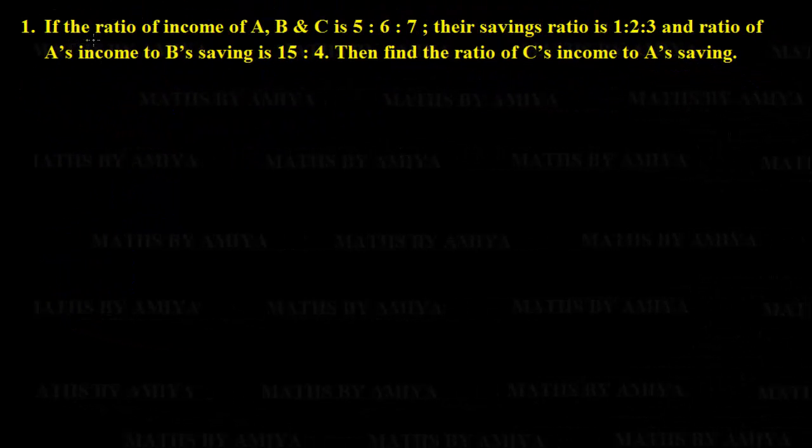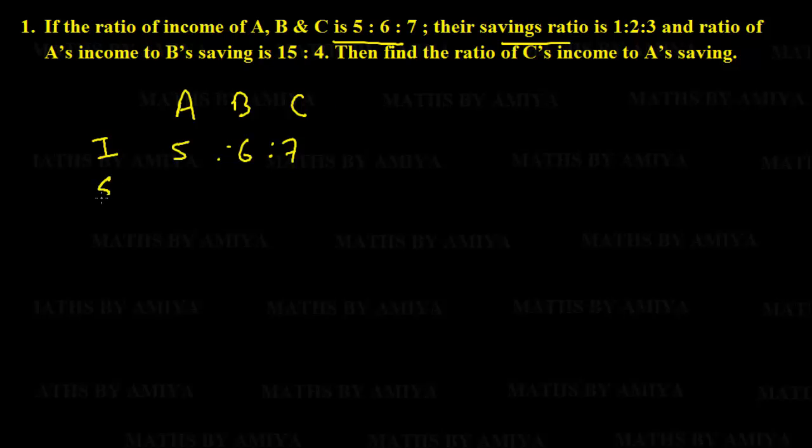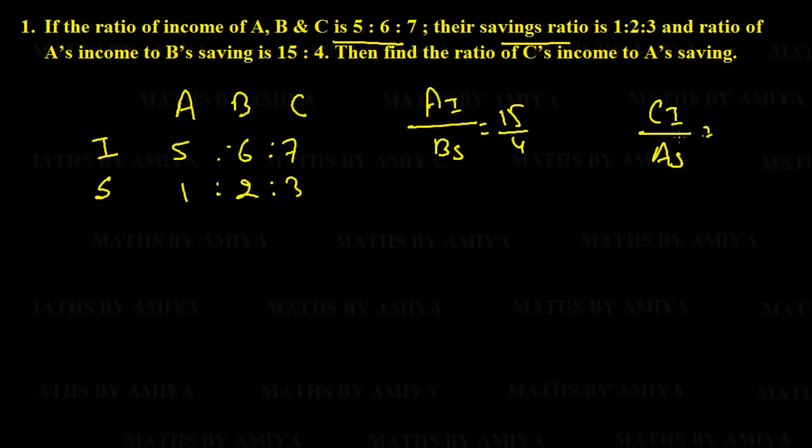The question is in front of you. If the ratio of incomes of A, B and C is 5:6:7, their savings ratio is 1:2:3 and the ratio of A's income to B's saving is 15:4, then find the ratio of C's income to A's saving. Here we have four statements. Statement 1 has the A, B, C income ratio, 5:6:7. Statement 2 is the savings ratio of A, B, C, 1:2:3. Statement 3 is A's income upon B's saving is 15/4, and in the fourth statement we have to find C's income upon A's saving ratio.